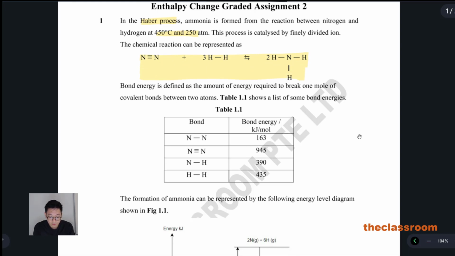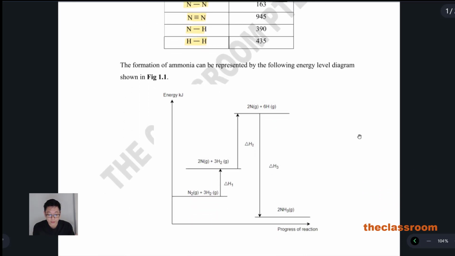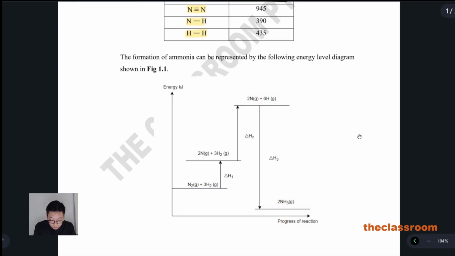Then here you're given a table of bond energies. So you have a single bond for nitrogen, your triple bond, your single NH bond, and your HH bond. It says that formation of ammonia can be represented by the diagram shown below. Here you have your reactants. If you look very carefully, let me circle that in red, your N2 becomes 2N, which means from your enthalpy change 1, you are breaking the triple bond. So your N triple bond breaks and you get 2 single N atoms.